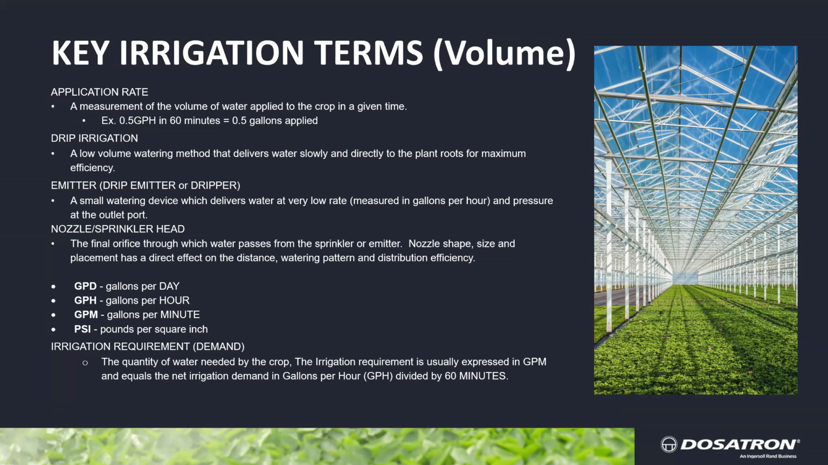Our irrigation requirement is our demand. So the quantity of water needed by the crop. This irrigation requirement is usually expressed in gallons per minute, and it equals the net irrigation demand, gallons per hour, divided by 60 minutes. To boil that down, an irrigation requirement is going to be how much water do I need to apply to my plants to get the best effect from them.